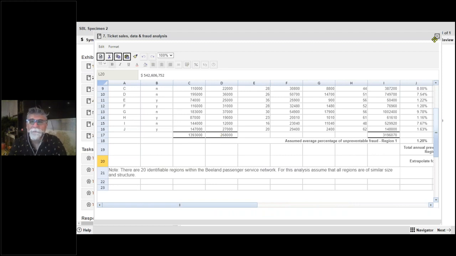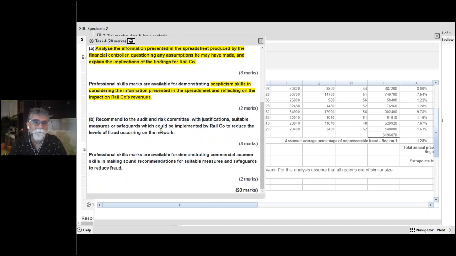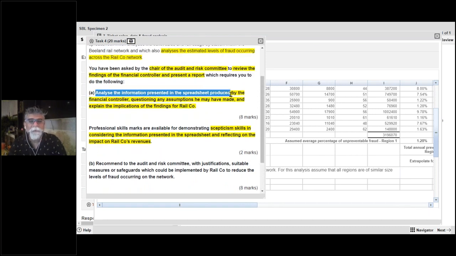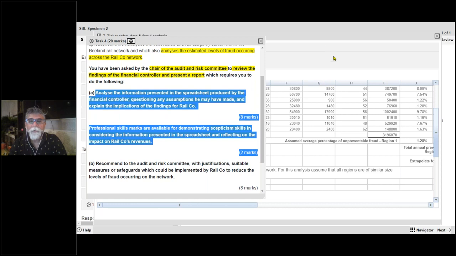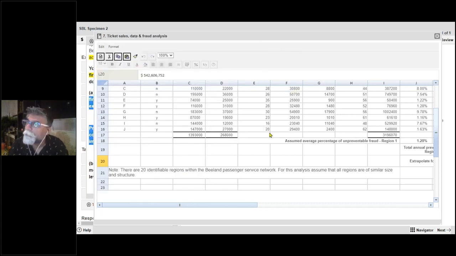All right. So can I just read the question again? Analyze the information presented in the spreadsheet produced by the financial controller, questioning any assumptions he may have made, and explain the implication of the findings. 8 marks plus 2, 10 marks. So who are we writing to? We are writing to the chairman of the audit committee. Would you be able to explain to him what this calculation is about, and then some reservations which you might have, and then what it overall means? So what is the high level conclusion or lesson learned or message coming out of this calculation, the implications? Would you be able to do that?